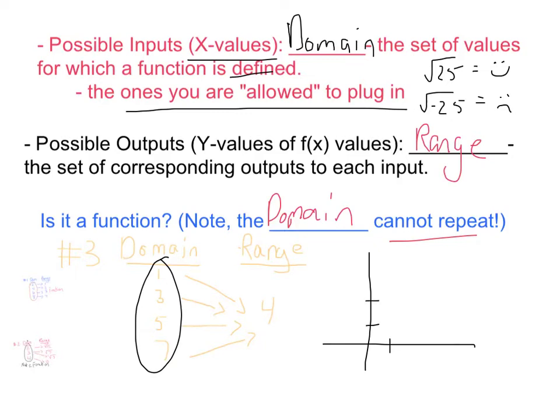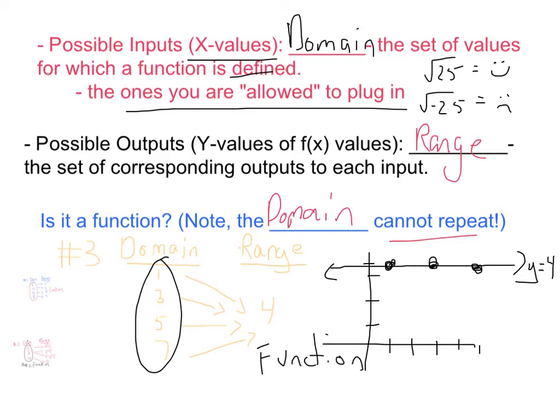1 would go to 4. 3 would go to 4. 5 would go to 4. None of those x's repeat. Only the y repeats. This is technically a horizontal line if you kept mapping every single different x value possible to y equals 4. But the point is, each x has exactly one y. It's the same y, but that's okay. So this one is a function.